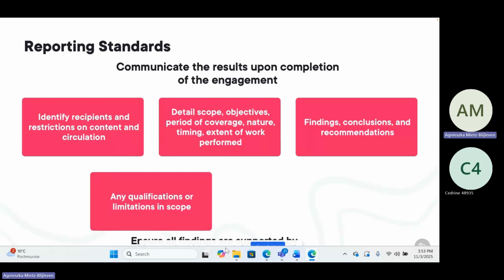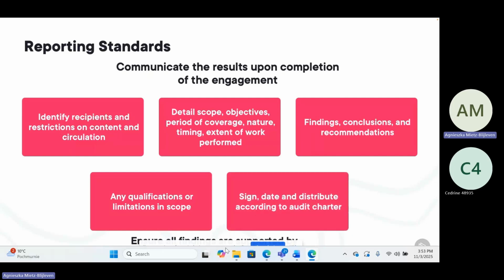Sometimes we have to put in a qualification. We are unable to perform all the elements of this audit engagement due to a lack of cooperation from management to provide the necessary access to personnel or documentation. We could say the performance of this audit was limited because we could not get access to this building or access to this system. Those are something we will always document in the audit report as well. And then we sign the audit report, date it, and distribute it according to the rules of the engagement and, of course, the audit charter.